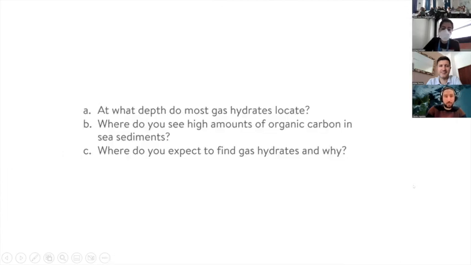I think I have reported the question actually. Regarding the gas hydrate, at what depth, in the deep marine environment or in the shallow areas of the seafloor, do you see the most organic carbon content in the sediment in your map? And where do you expect to find gas hydrate and why? So these are the questions. Vibeke, if you want to add something, just go on with it.